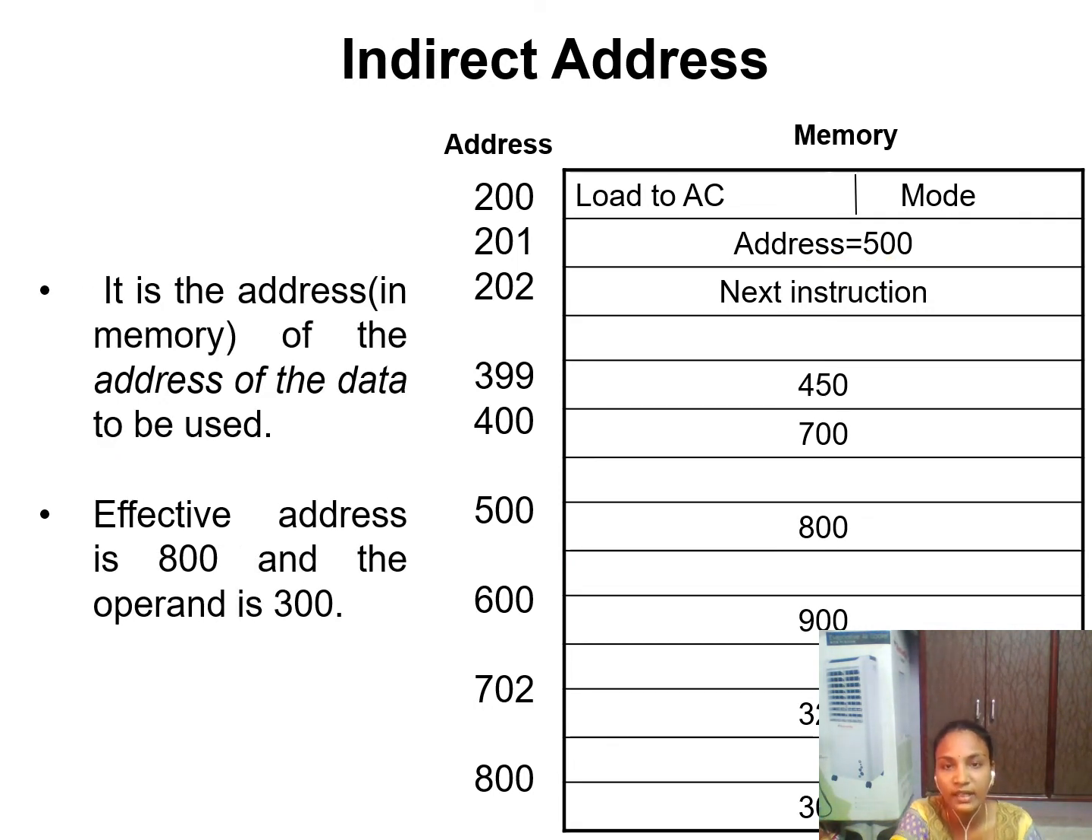Now the third one is indirect addressing mode. In this, it is the address of the data to be used. Now the instruction contains the address of the effective address. It means the address of the effective address is 500. If we go to this 500, we can find the effective address. Now 800 is the effective address. If we go to 800, finally we will get the required operand. The effective address is 800 and the operand is 300.